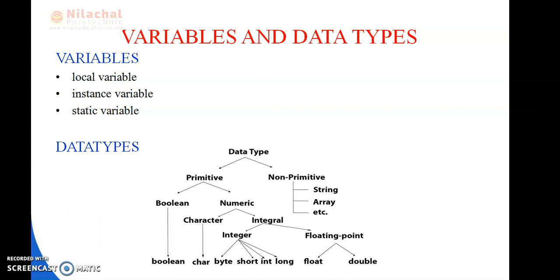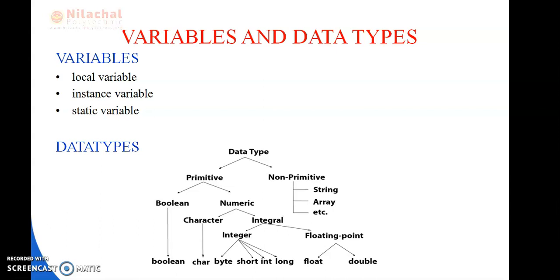Okay. Then what is an instance variable? An instance variable is declared inside the class but outside the body of a method. It is not declared as static. It is called an instance variable because its value is instance specific and is not shared among the instances. Remember, a variable declared within a class but outside the method is called an instance variable.